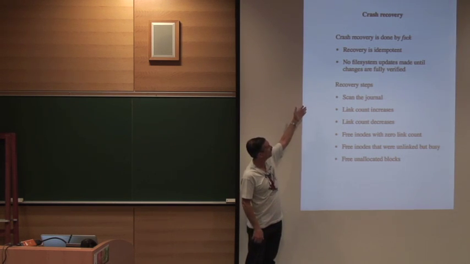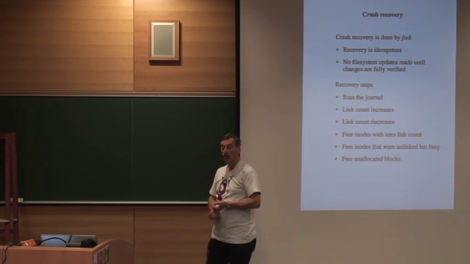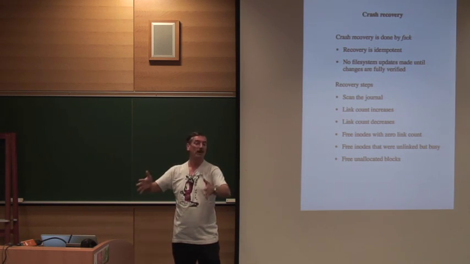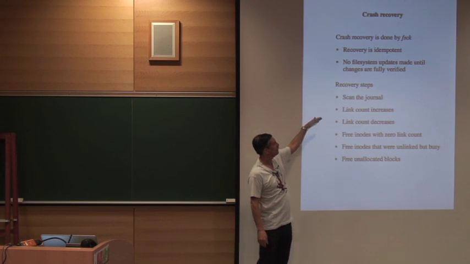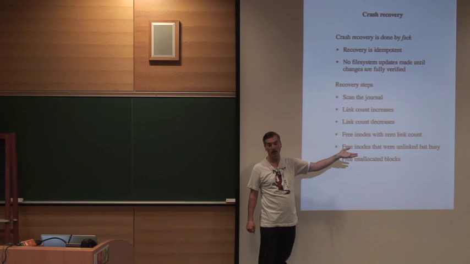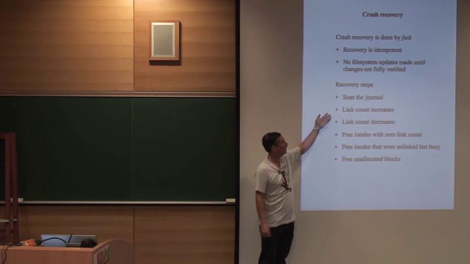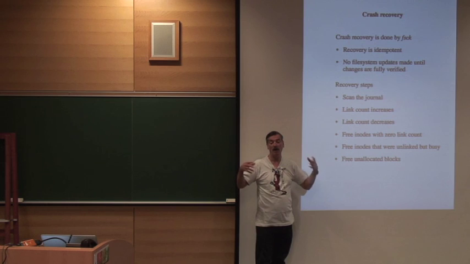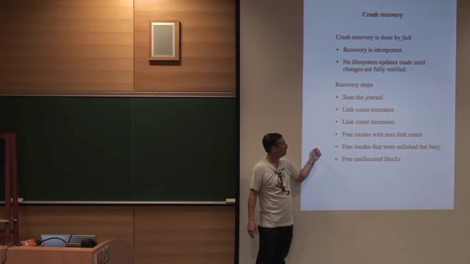OK, so the steps to be a little more precise here, we're going to start by scanning the journal, bring it all into memory. We then compress it down to get the minimum set of changes. For all the link count increases, we go and we check and see whether the directory entry got created that corresponded to that increase. If it's there, there's nothing to do. If it's not there, we need to get rid of that increase. Similarly, for decreases, we look to make sure that the thing that went away really went away. And if it did, we do the decrease.